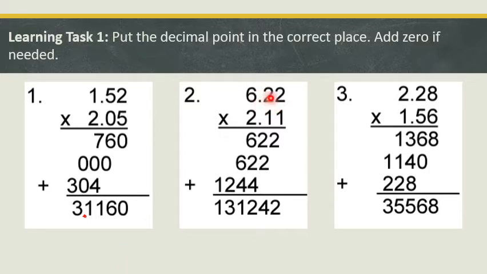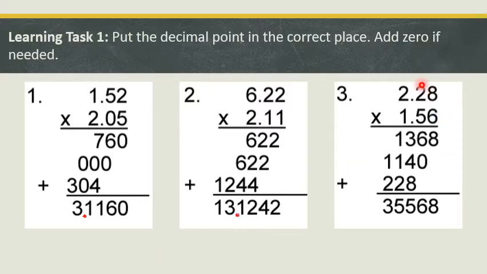Ganun po ulit. Count natin yung decimal places. 1, 2, 3, 4. Again, from the right, to the left. 1, 2, 3, 4. Doon tayo maglalagay sa pagitan ng 3 at saka ng 1.